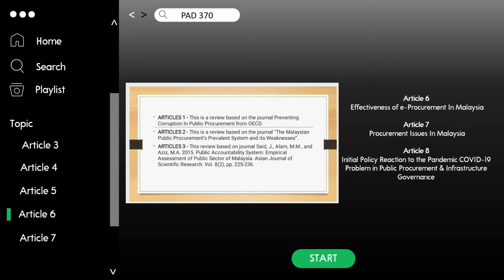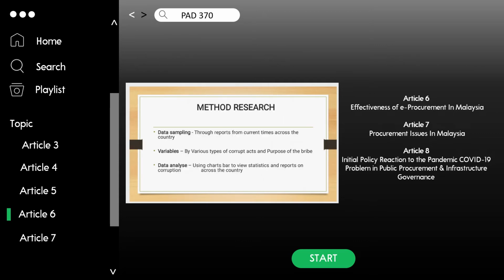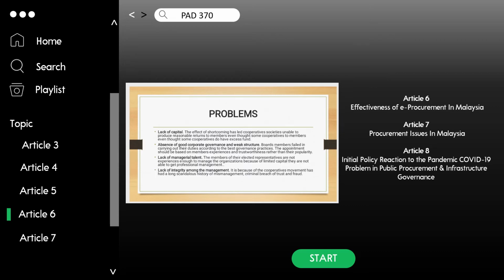So these three articles have the same function and the same problem. They use the same research method too. The research method that the journals use is, first, data sampling from true reports from current time across the country; second, variables by various types of corruption, aid, and purpose of the bribe; and third, data analysis using charts and bars to view statistics and reports on corruption across the country.